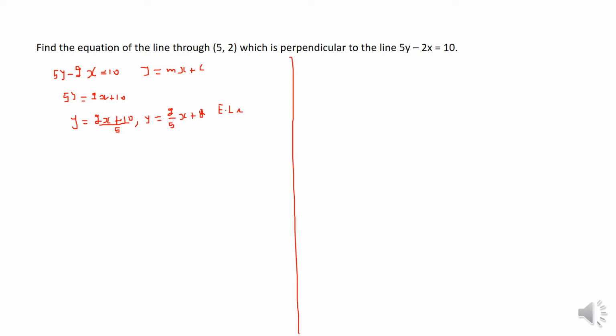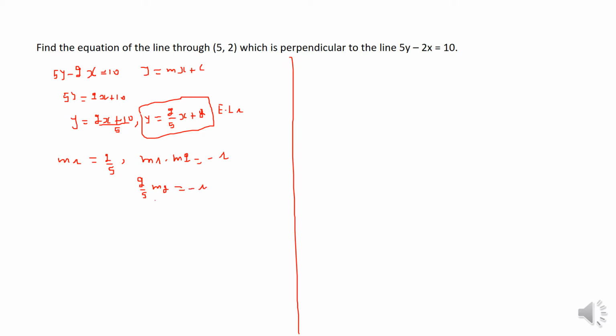If this is the equation of line 1, it means that m1, its gradient, is equal to 2/5. Remember that two lines are perpendicular if m1 times m2 is equal to -1. So now replace m1 by 2/5, and we get 2/5 times m2 is equal to -1.